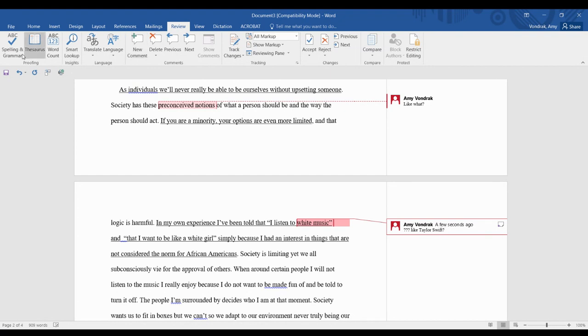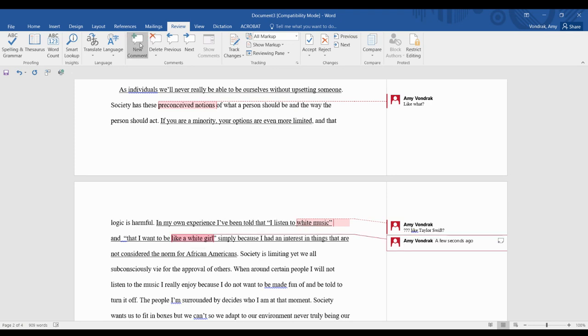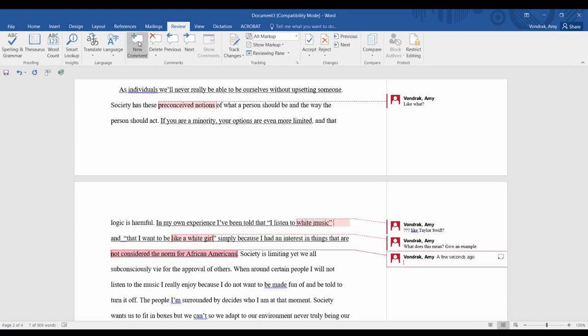Okay. So I want to be like a white girl. Right. And then I want to know, what does this mean? Give an example. Simply because I had an interest in things that are not considered the norm for African Americans. So this "not considered the norm," I want to know more about that.